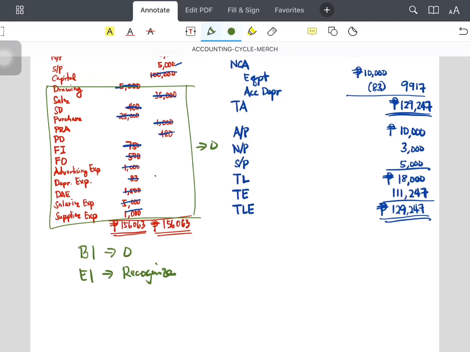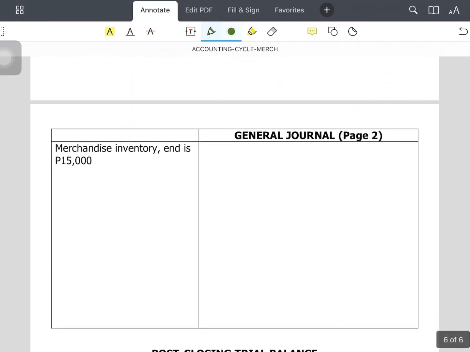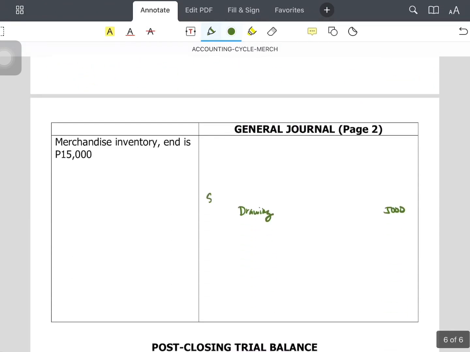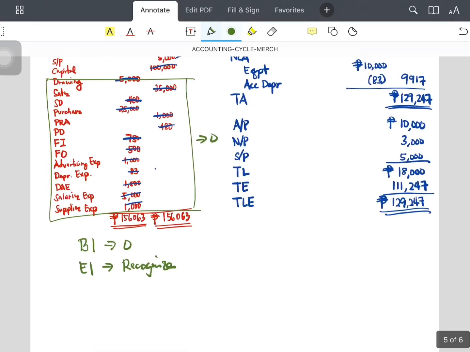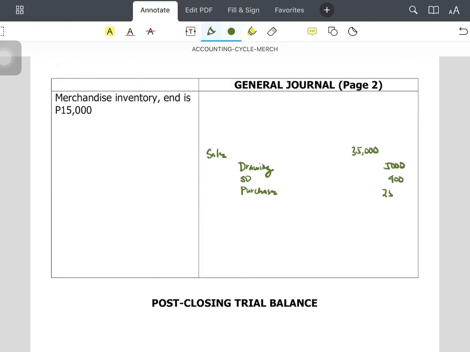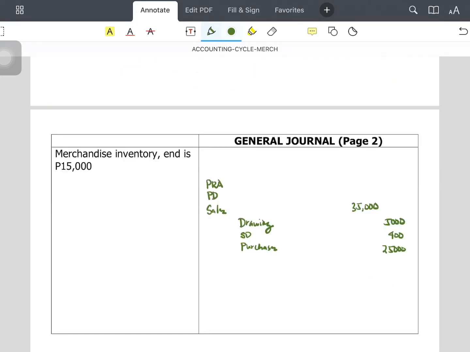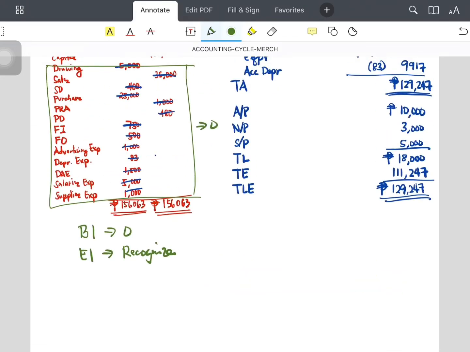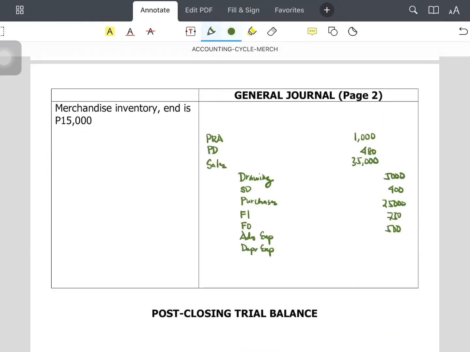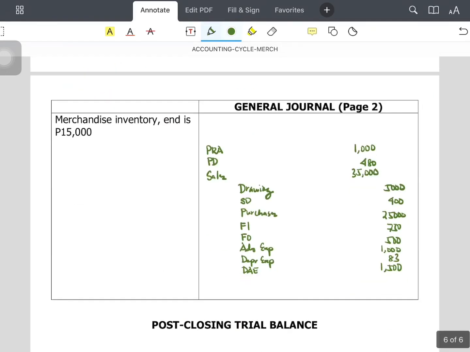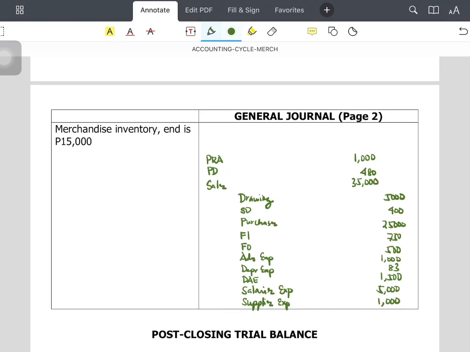I'll start with drawing. I will remove the 5,000 there. And then sales 35,000. I will remove sales discount. Now all of the nominal accounts are 0.